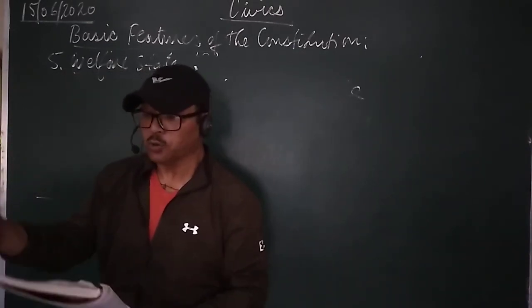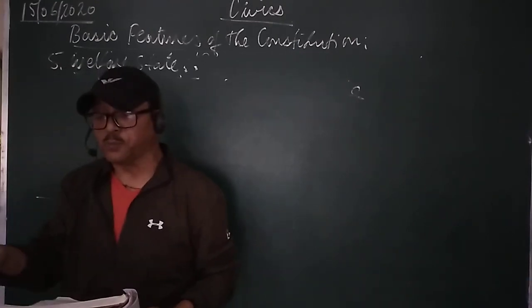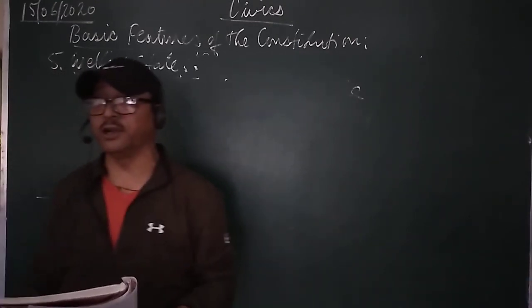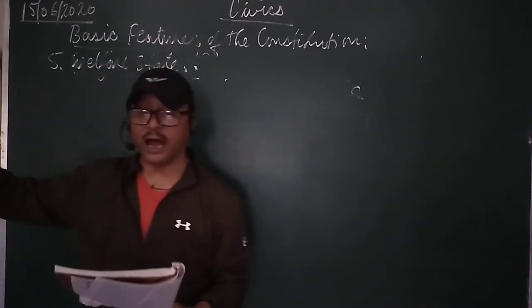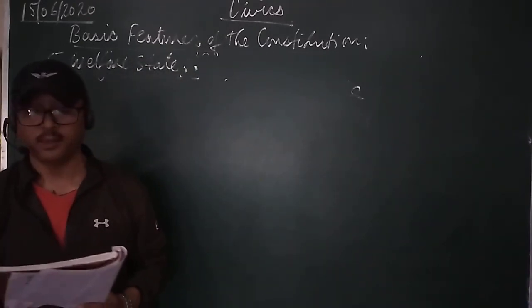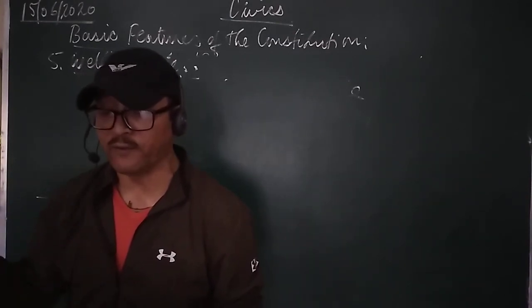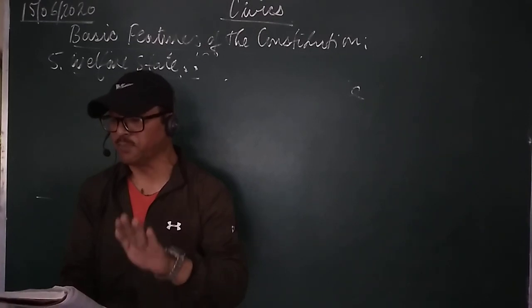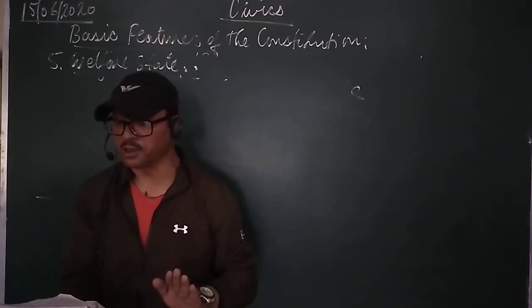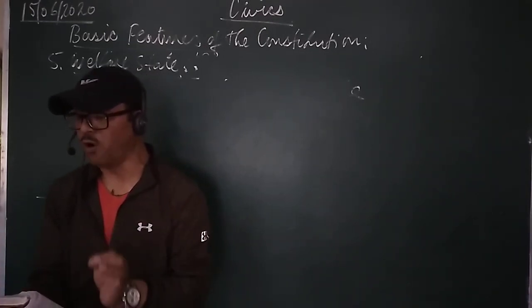Is it clear? As I told you, it is not only the responsibility of the government to save the citizens from internal dangers and external invasion, but also to look after the general welfare of the people. As far as possible, it should provide adequate means of livelihood. See, these are the things the government has to look after. First and foremost, adequate means of livelihood to all its citizens.